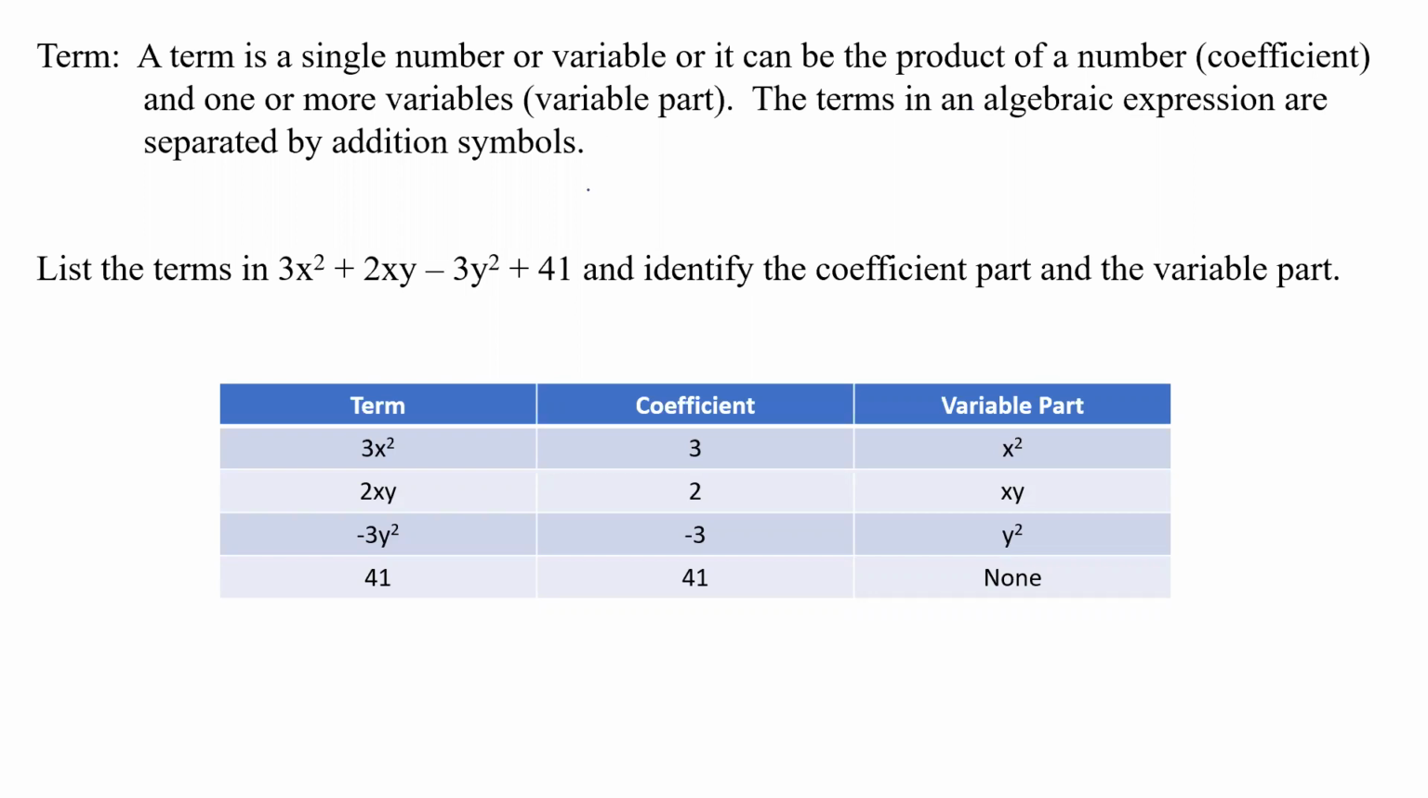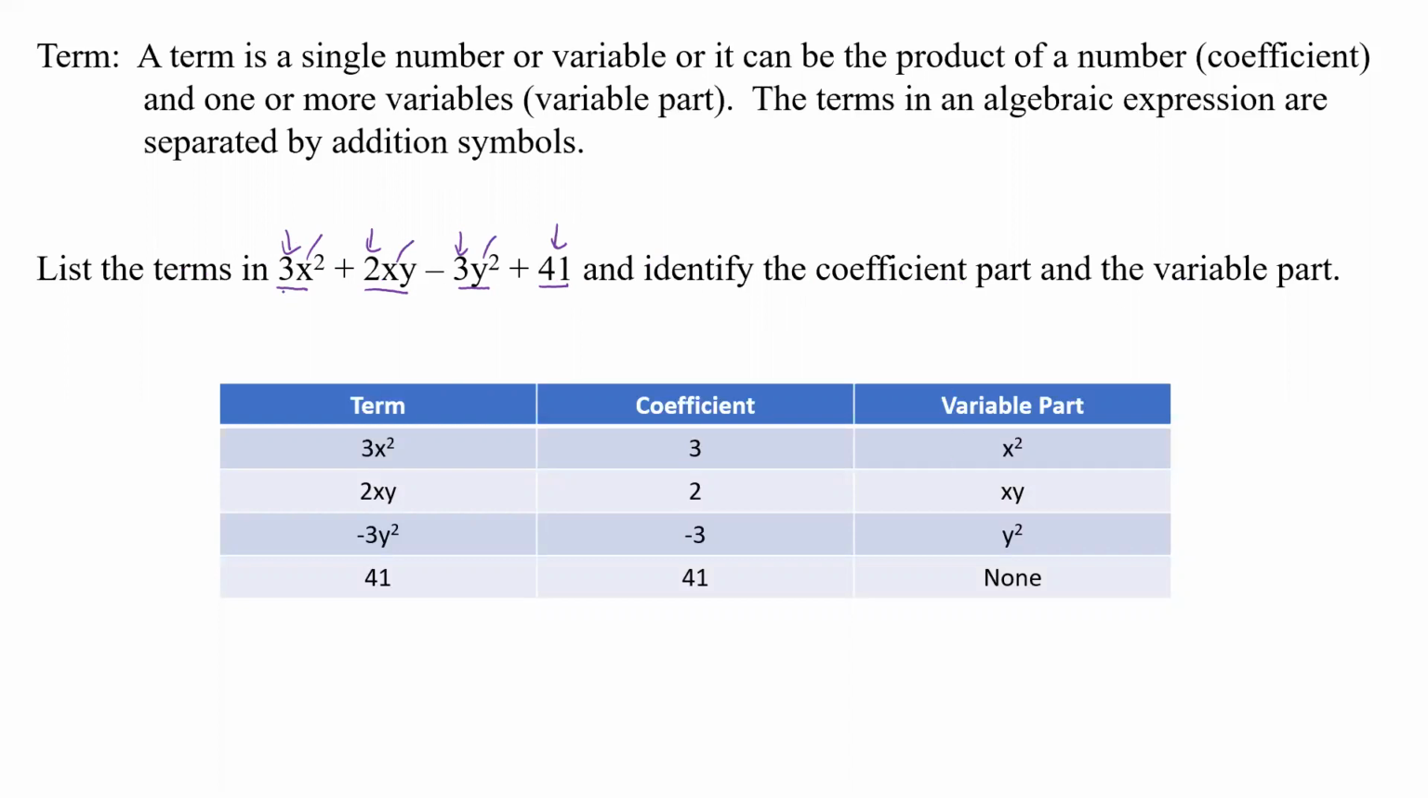So here we have an expression. We have 3x squared plus 2xy minus 3y squared plus 41. So each one of these is a term, okay? And we have the coefficient part, which is the number out in front. And then we have the variable part, which is the part with the variables. And now this one doesn't have a variable part, so it's blank, okay? And so what we want to do is list the terms and identify the coefficient part and the variable part in a table.